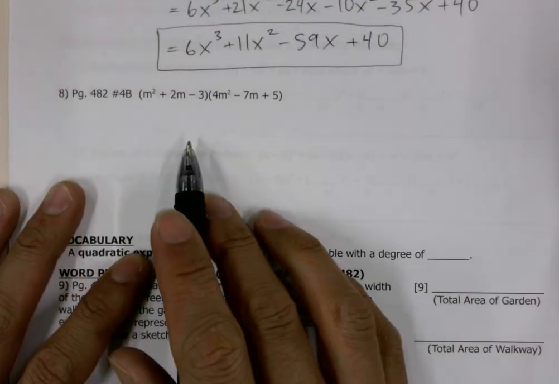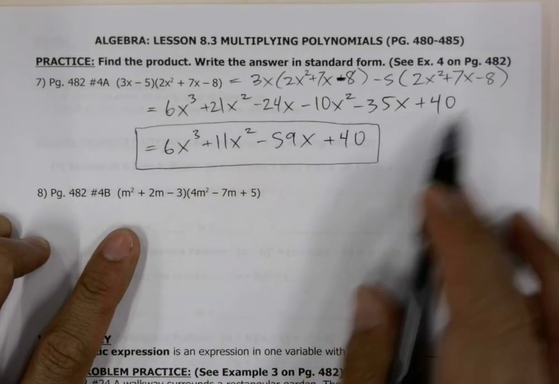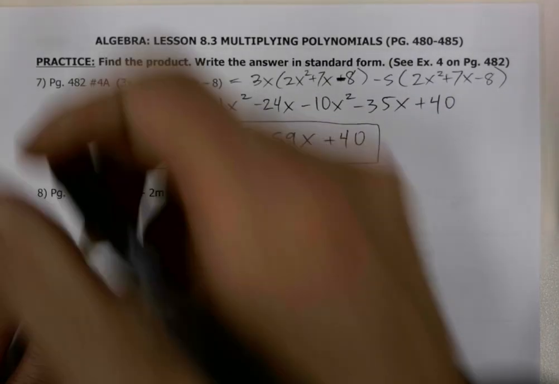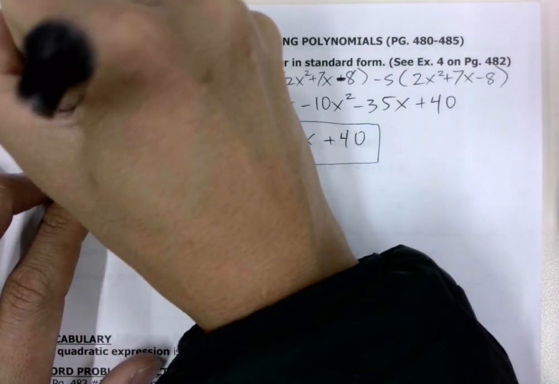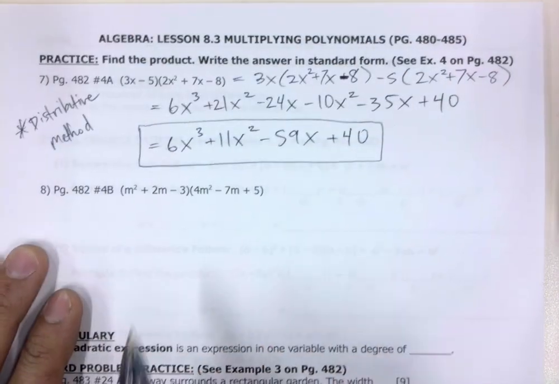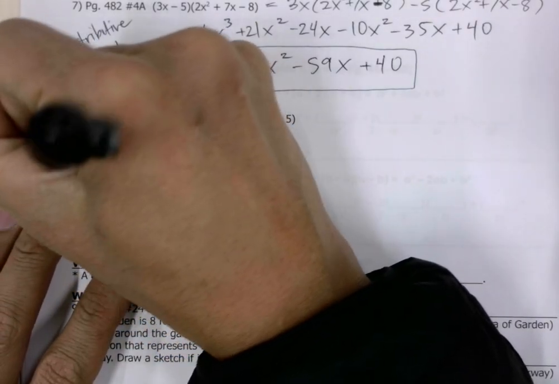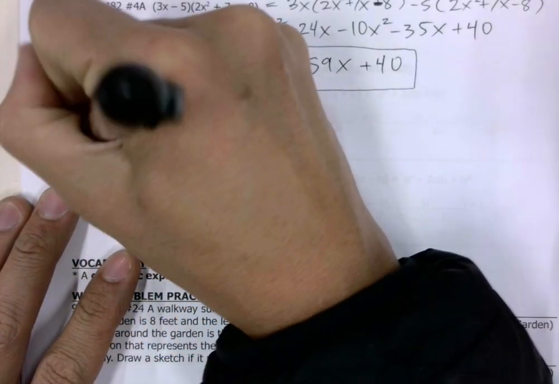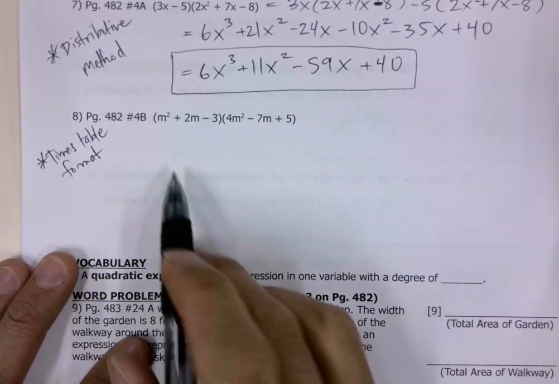Right. And then for number 8, we could use the distributive method that we used up here. I'm going to write distributive method. But I'm going to go ahead and use the times table format just to mix it up. So how do we do this?